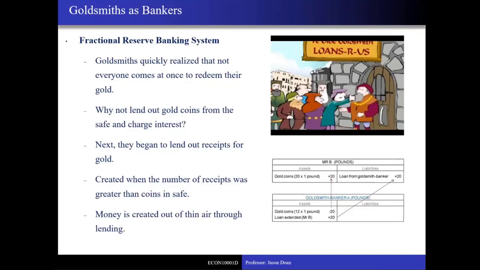And that's essentially what our banking system is today. It's a fractional reserve banking system, except we're not talking about gold or silver. It's just about the money itself, the money that the Bank of Canada prints.